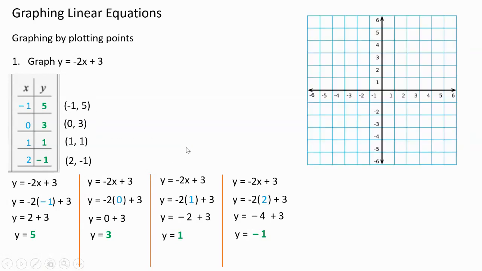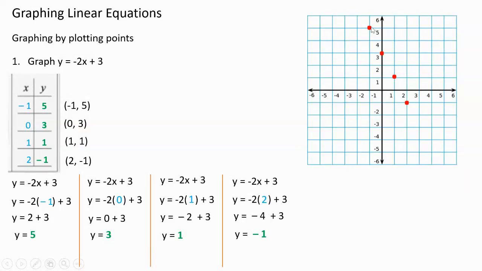Now we're going to plot all these points in our graph. We start out with negative 1, 5. So negative 1 is negative 1 on the x-axis, and it's going to go all the way up to 5 on the y-axis. So that's my point, negative 1, 5. And then 0, 3, we plot it. 1, 1, we plot it. And 2, negative 1, we plot it. And we draw a line through all those points.